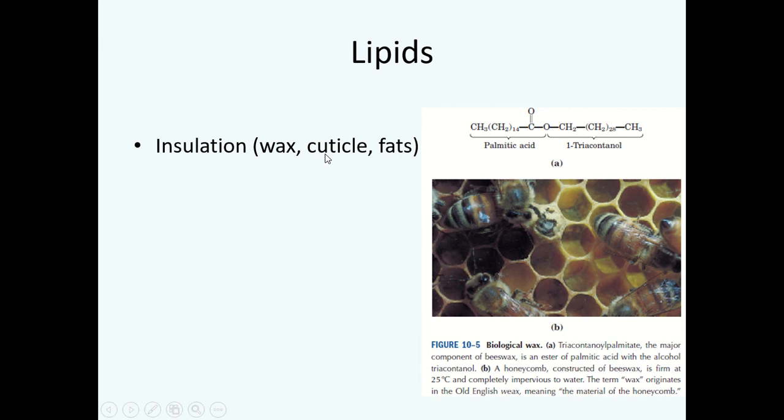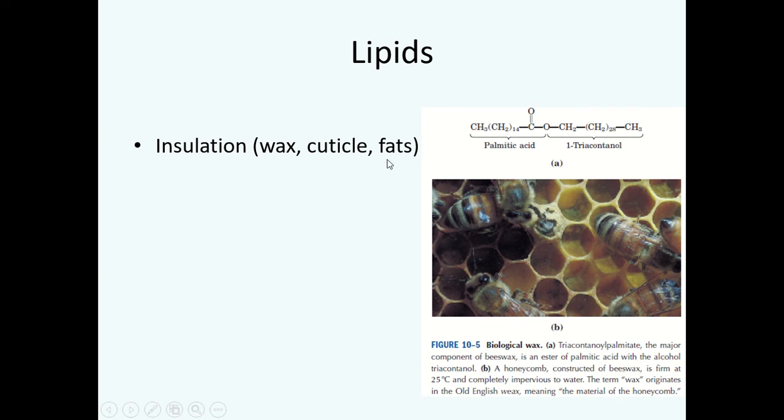Wax is also a protective layer. In this figure here you can see honeybees. The honeybees produce honey as well as wax, and wax is acting as an insulation and as a protective layer.